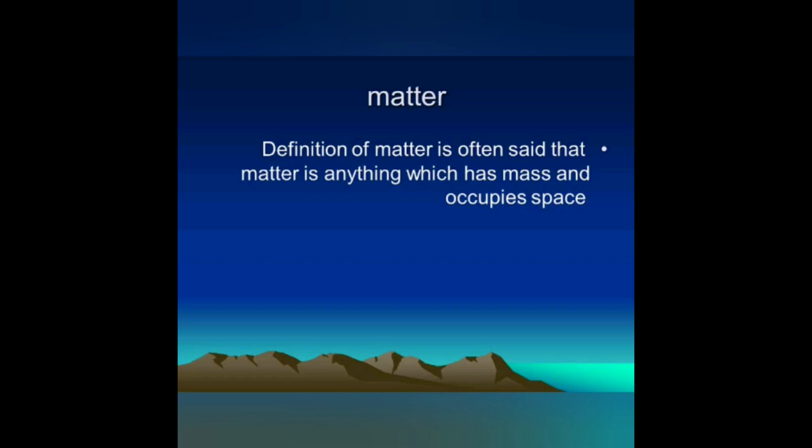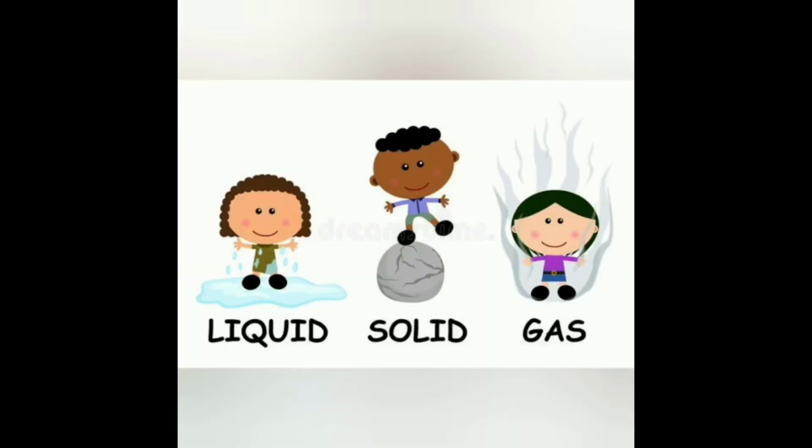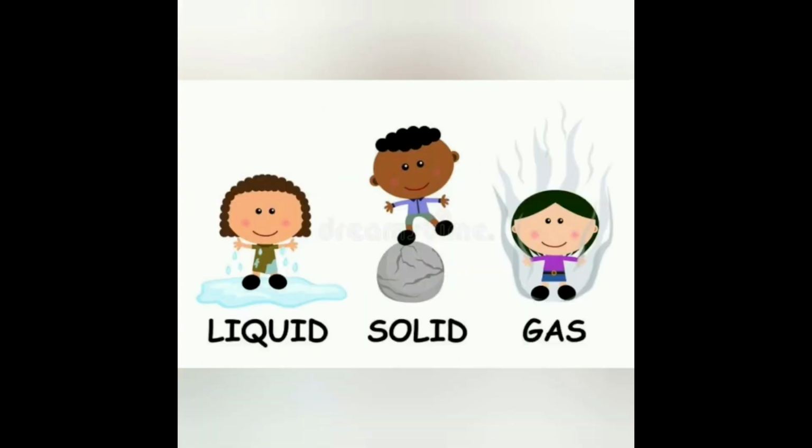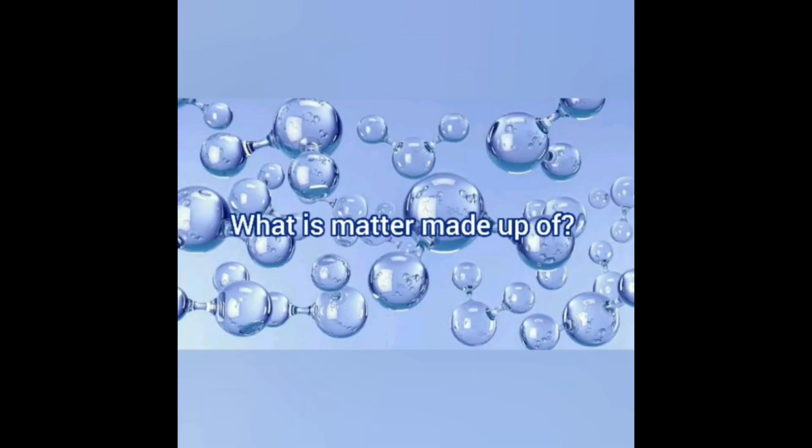Matter is found in three major states. There are three main states in which matter occurs. One is the solid state, the second is the liquid state, and finally the gaseous state: solid, liquid, and gas. Do you know what matter is made up of?